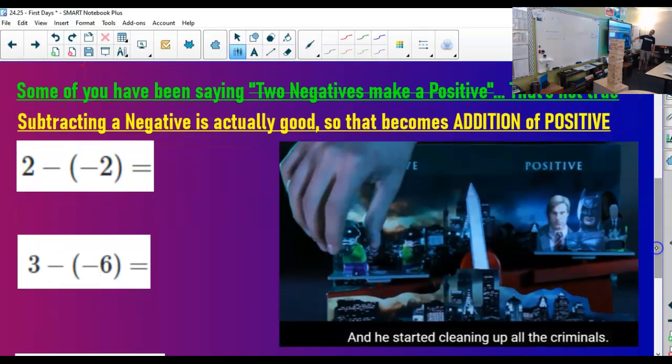So guys, some of you have been saying 2 negatives make a positive. And that's not really true. I mean, that kind of becomes true when we get to multiplication and division. But that's not what we're doing. If you have 2 bad guys team up, 2 bad guys get together, do they magically become good guys? No. So this is not true: 2 negatives make a positive.